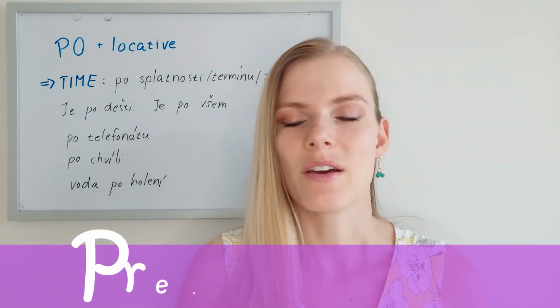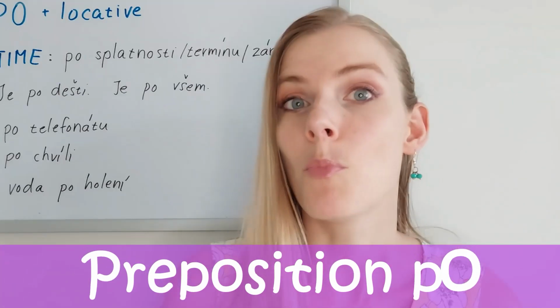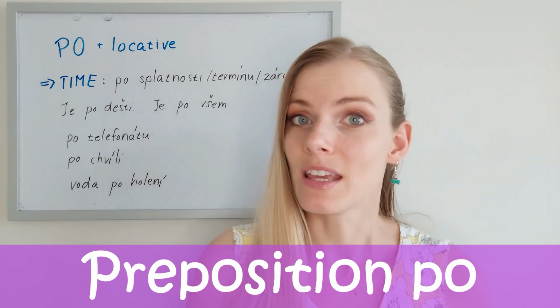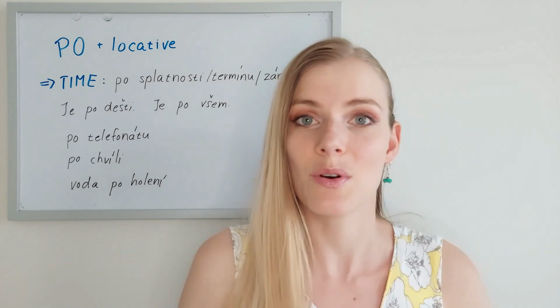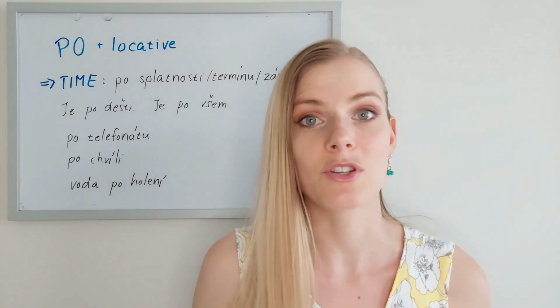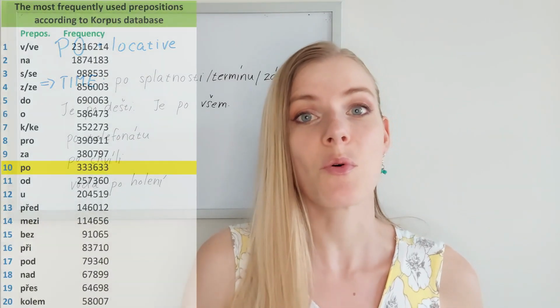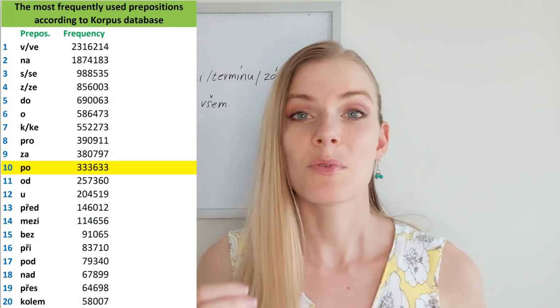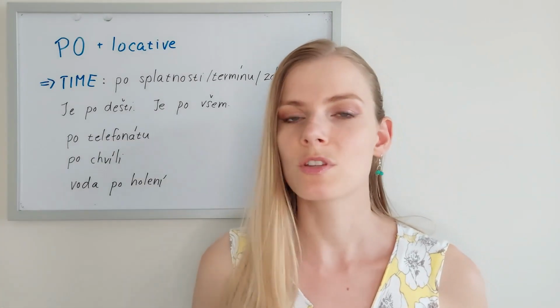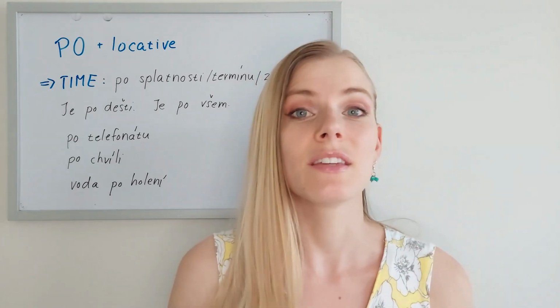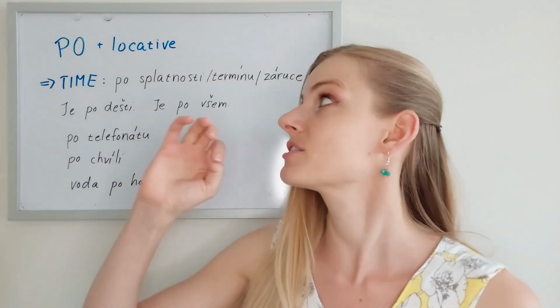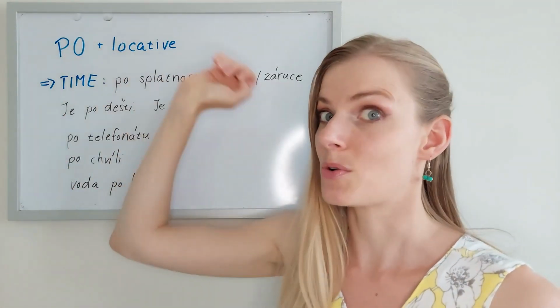Today we are going to have a look at the preposition po, which might sound funny, but it's important to know how to use it, or at least know a couple of examples with this preposition, because it's one of the most frequent ones. The preposition po is mostly used with the locative case and occasionally with the accusative case. I will leave that to the very end. Now let's start with po and locative case.